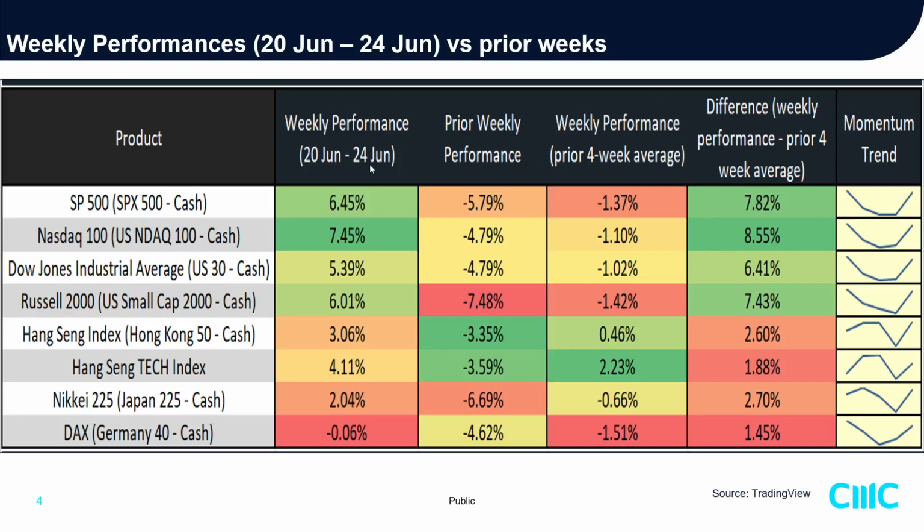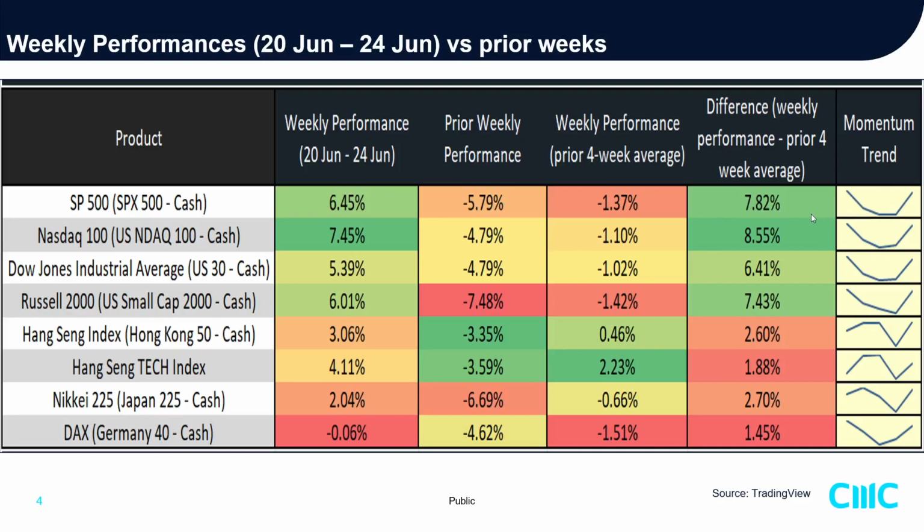Okay, so what I could see over here is that I actually segmented according to different columns: weekly performance, which is last week's performance, its prior week, as well as the prior 4 week average, and I get the difference of the last week performance versus the prior 4 week average. That means if this level is greater than the prior 4 week average, that means momentum is picking up. And what I did over here, I also plot its momentum trend.